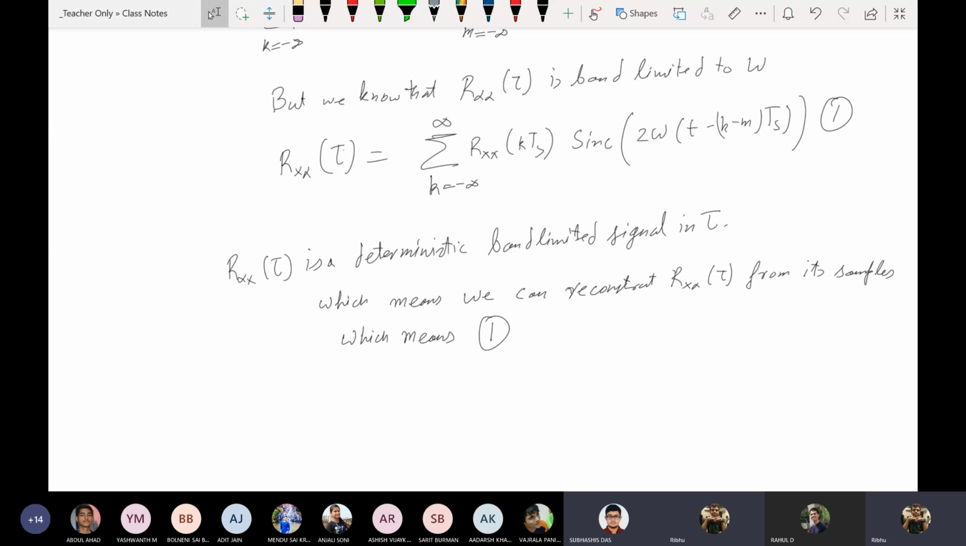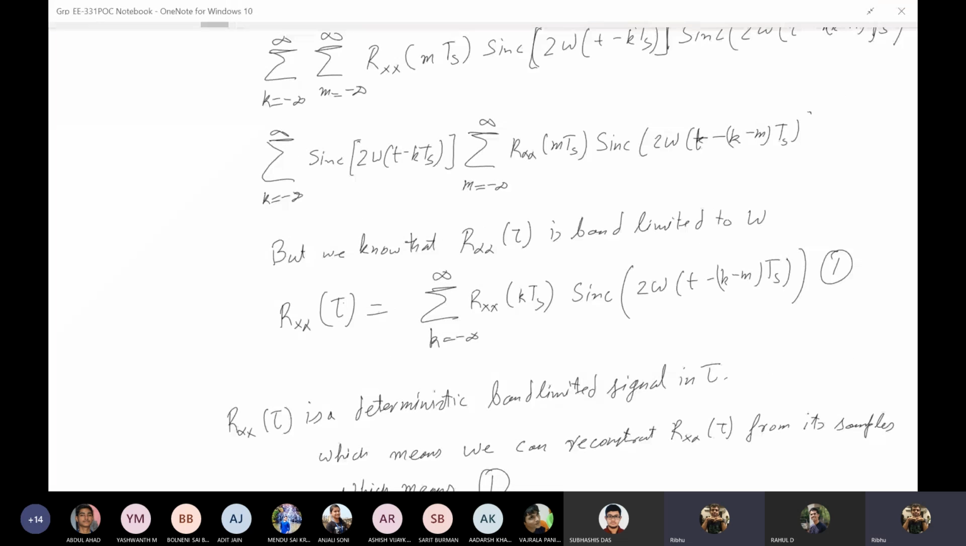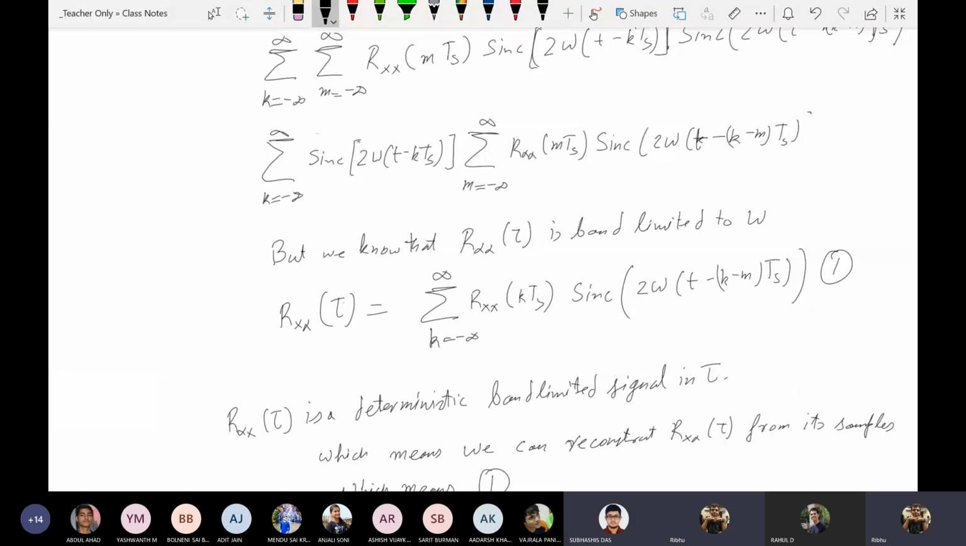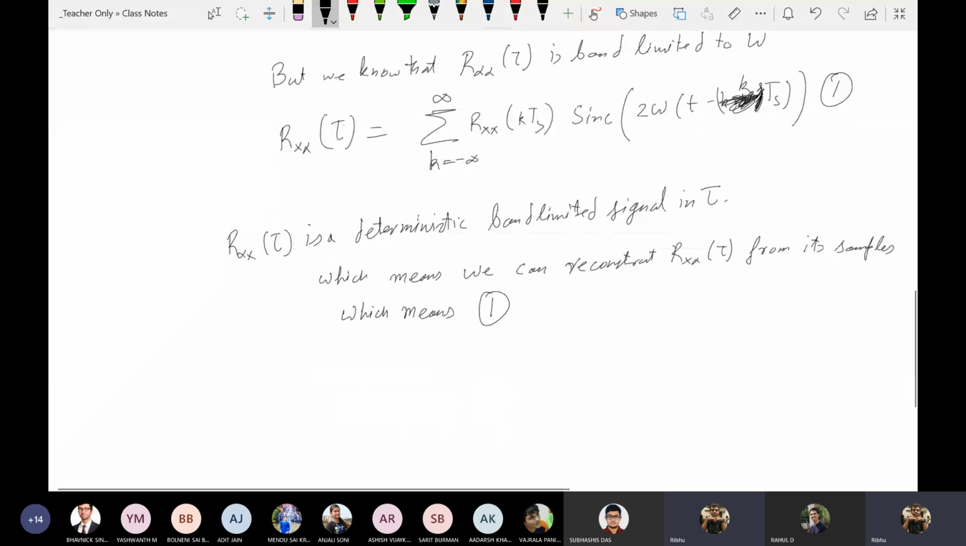Sir, yes, but wasn't it Rxx(m tau)? Why did it become k tau? See, oh sorry, not this. Yes, this should be t minus k tau. I wrote the above expression, so this should be Rxx(k tau) simply. Okay. Sorry about that, I just copied that part from above, which means one, right?